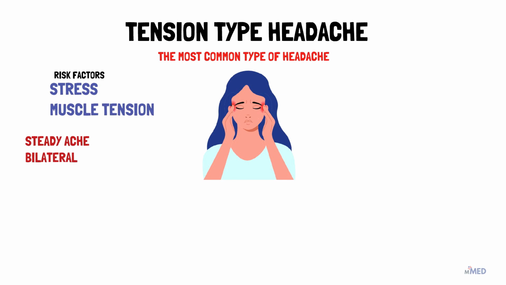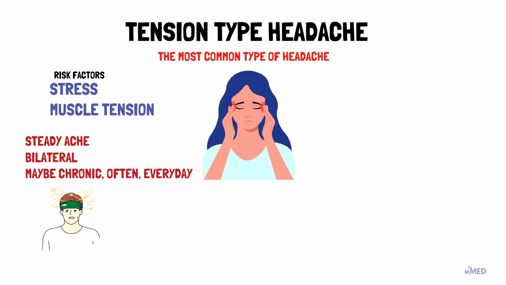Tension headaches may be chronic, occurring often or every day. They feel like a tight cap or a band around the head, pressing or tightening pain in the head, neck, or shoulders that lasts from 30 minutes to 7 days. They are often associated with stress, anxiety, fatigue, or poor posture.